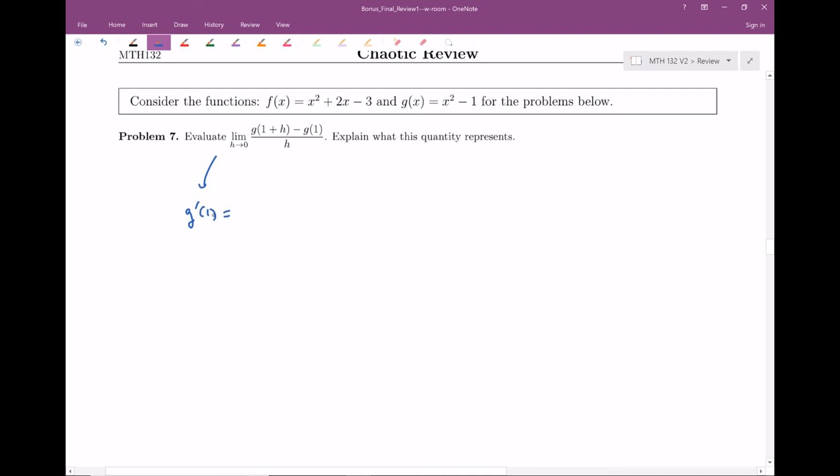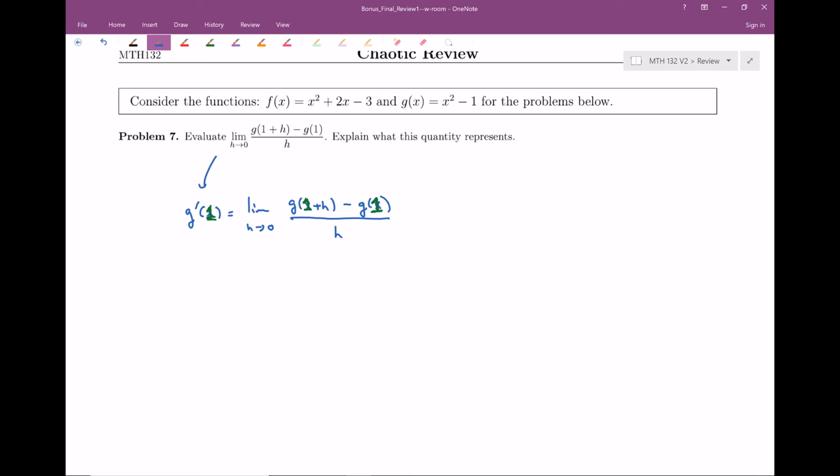Because the definition for the derivative of g at 1, well, let's start off with the derivative of g of x. The original limit definition is the limit as h goes to 0 of g of x plus h minus g of x divided by h. So in this case, everywhere I see an x, I'm going to plug in a 1. Instead of an x here, plug in a 1. Instead of an x here, plug in a 1. And of course, instead of an x here, plug in a 1. We can see that now g prime of 1 perfectly matches what we're tasked with finding.